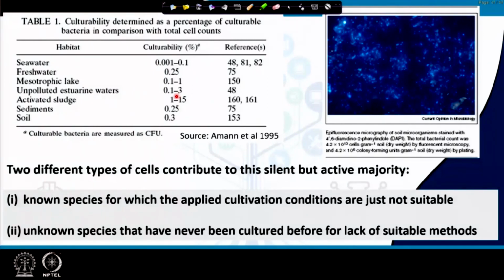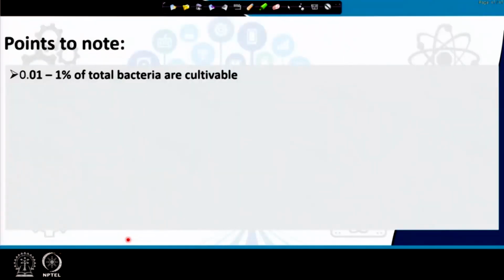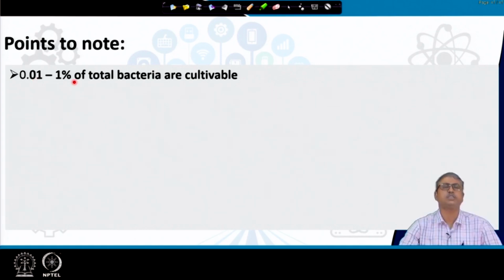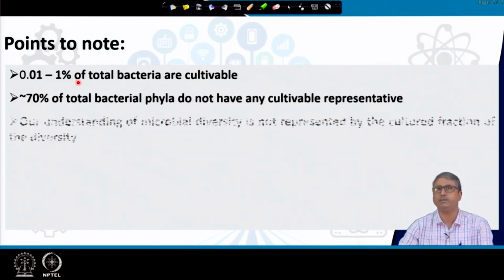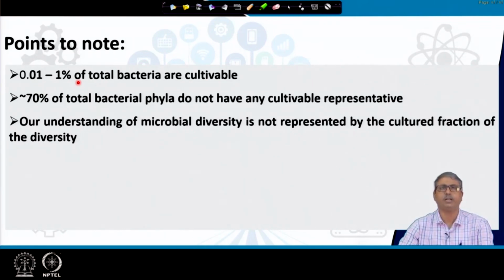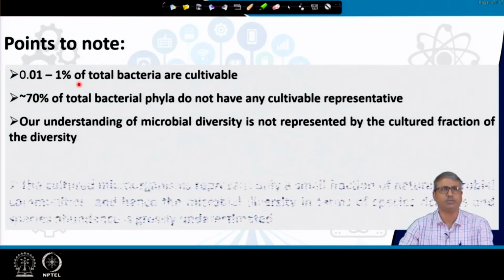So, it is considered that two types of organisms must be contributing. One is a known species for which the applied cultivation conditions are just not suitable. So, whatever medium or media we have used, or the pH or temperature etc. we have provided, it is not suitable. The other could be that these organisms are actually unknown species that have never been cultivated or cultured before, due to the lack of suitable methods. Now, the major points to note in this respect are that 0.01 to 1% of the total bacteria in particular are cultivable. 70% of total bacterial phyla do not have any cultivable representatives, and our understanding of microbial diversity is not represented by the cultured fraction of the diversity.